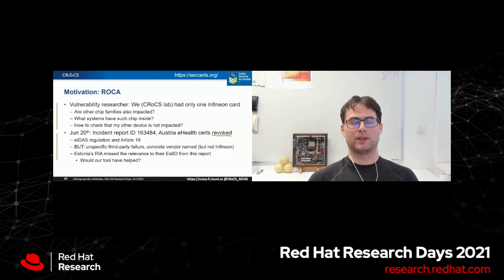there was a report about it, and this report was circulated. But the report was not really specific enough. It was a third-party failure, and a concrete vendor was named, but it was not the vendor making the vulnerable chips. And as a result, Estonia missed the relevance to their Estonian IDs and realized this only several months later, just before the election. And so then it was a bit of a stressed situation.